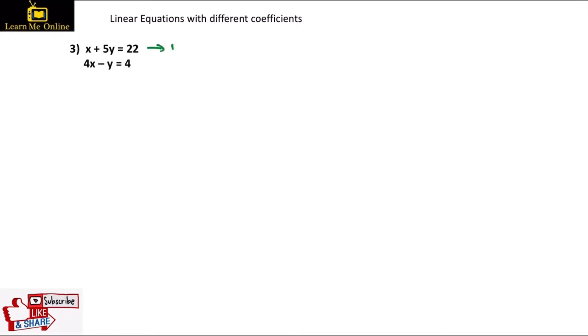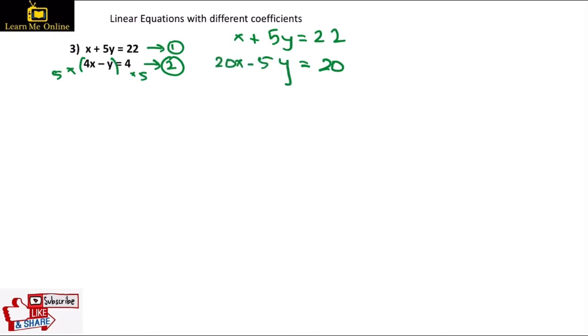So here's my first equation, here's my second equation. I'm keeping my first equation the same, which is x plus 5y equals 22. Now to make the y variables the same, you multiply by 5 on both sides. Remember that you have to multiply the whole equation by 5, which means both sides. On the right hand side, 4 times 5 is 20. On the left hand side, it would be 5 in a bracket, so 5 times 4 would be 20x minus 5y.